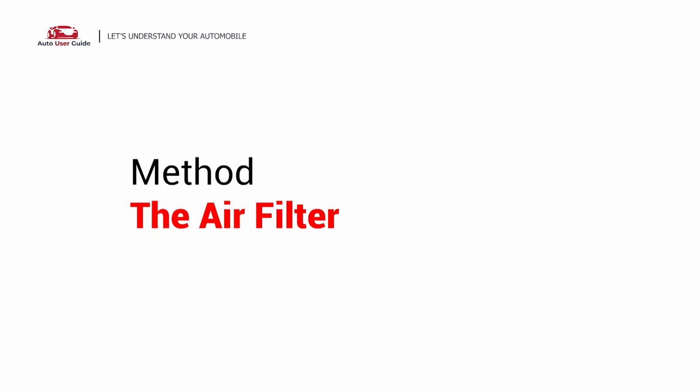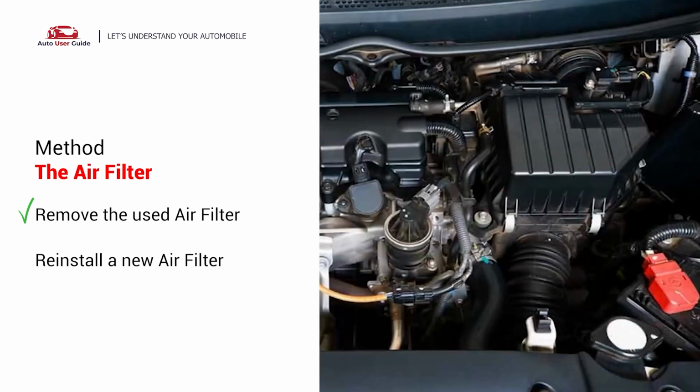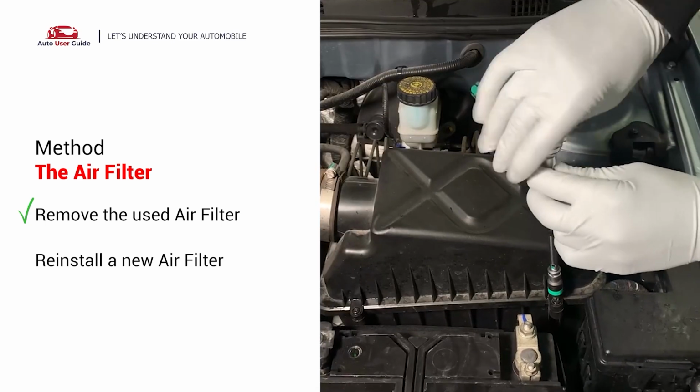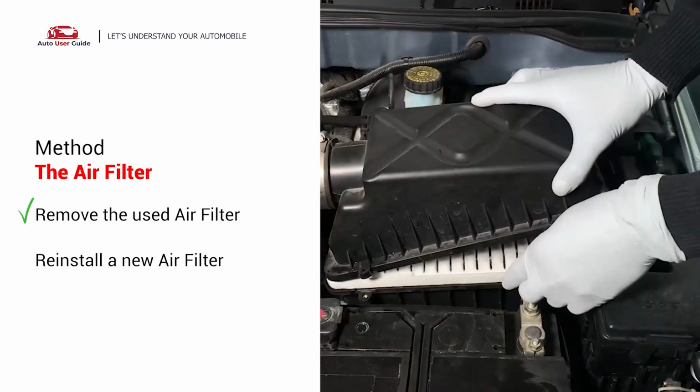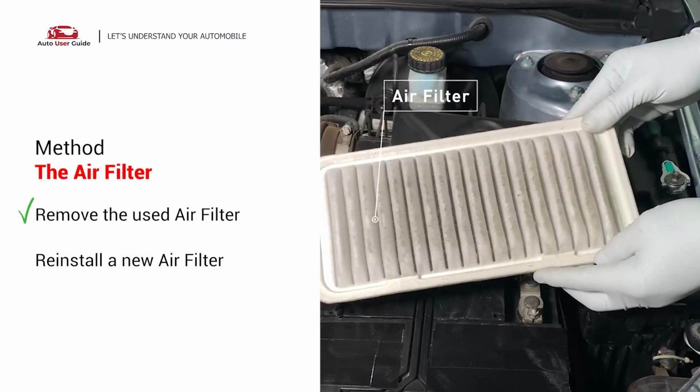The air filter. Find the air filter housing. It's usually a black plastic box. Open the cover to see the air filter inside. Take out the old filter and remember how it was placed.